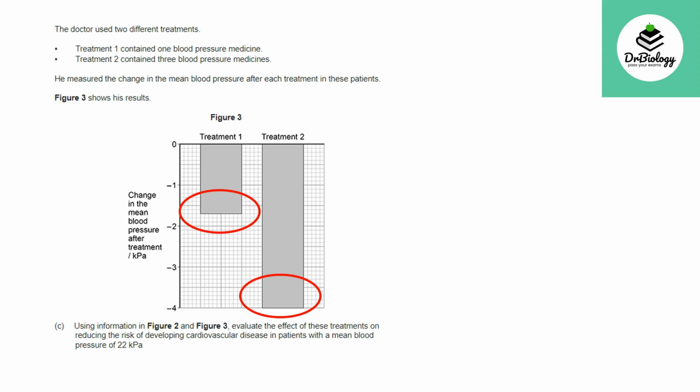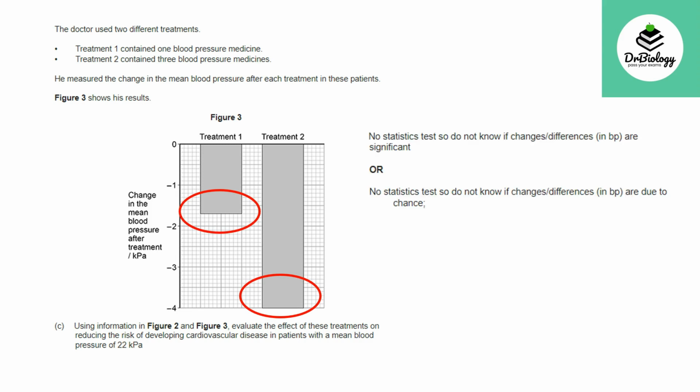And when it says use information, evaluate the effect of these treatments, etc., if there is no stats test, then evaluating, that is definitely a disadvantage or con of the experiment. So therefore here, no statistical tests, so do not know if the changes or differences are significant, or no stats test was used, so we don't know if there's a significant difference. So using the information in figure 3 to answer that question.